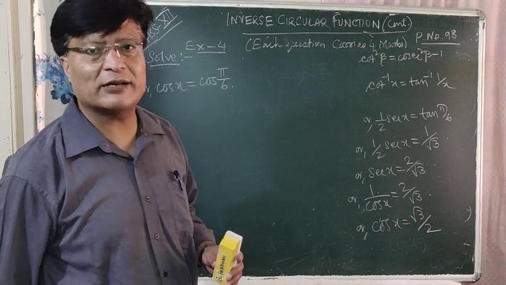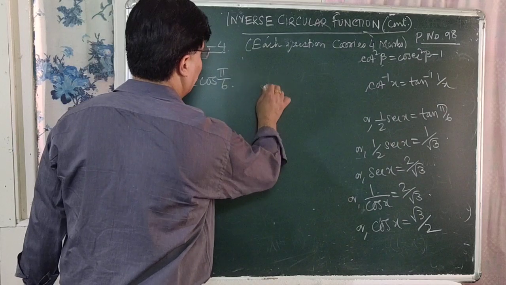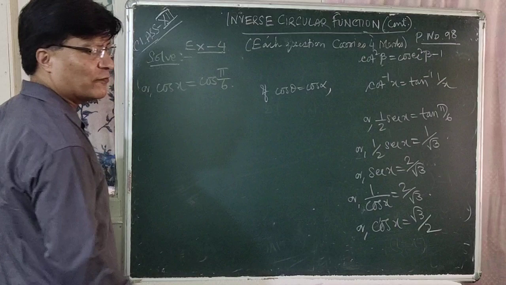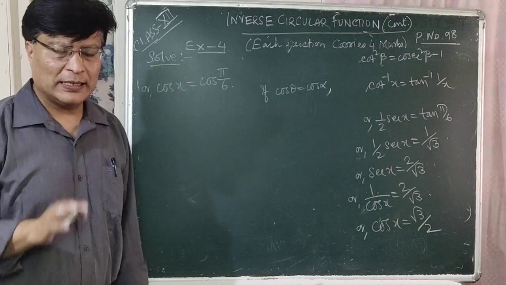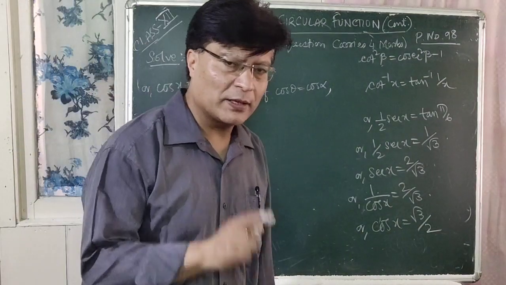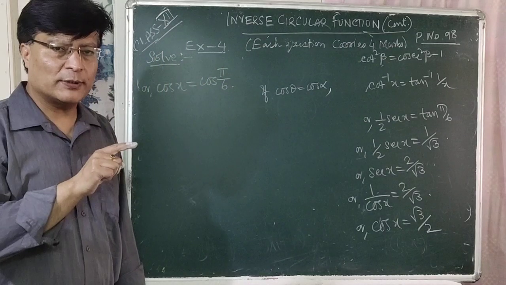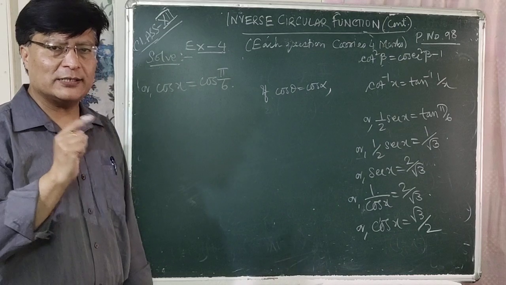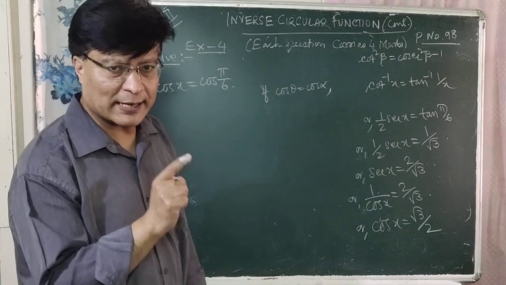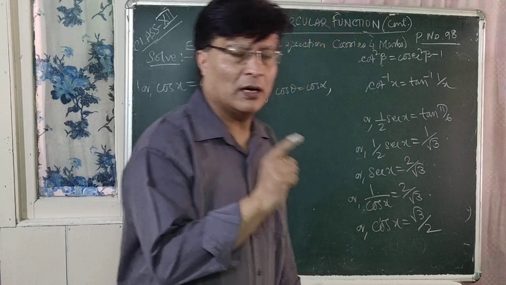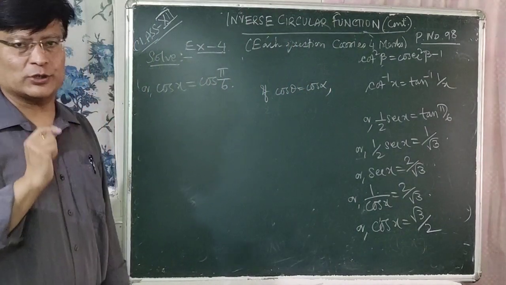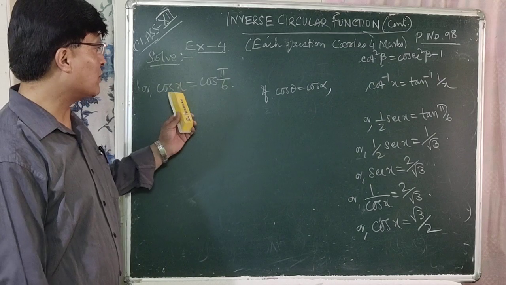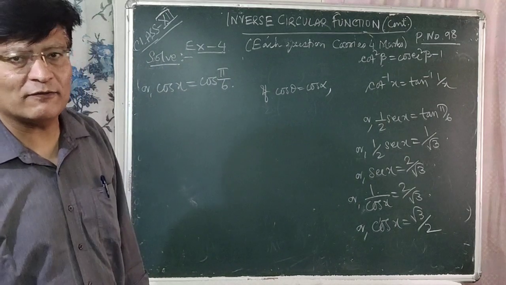But you should write down the general values. If cos theta is equal to cos alpha, then there is a formula. You have done it in class 11. In class 11, there is a chapter, trigonometrical ratios and its general solution. So you should write down the answer as a general value here.